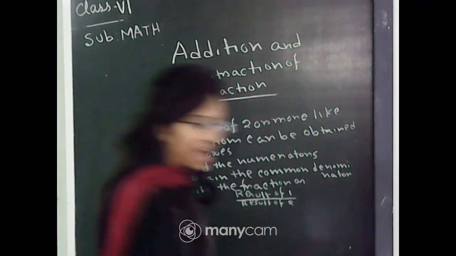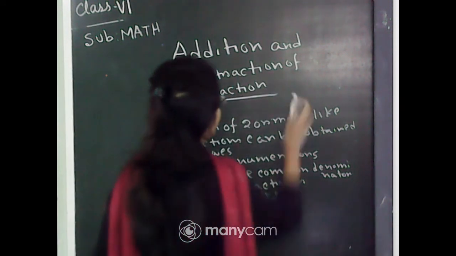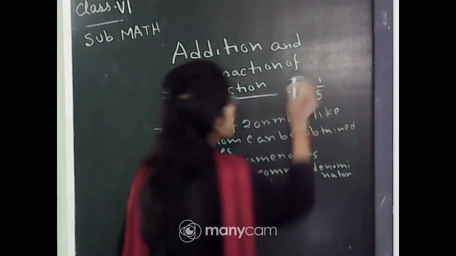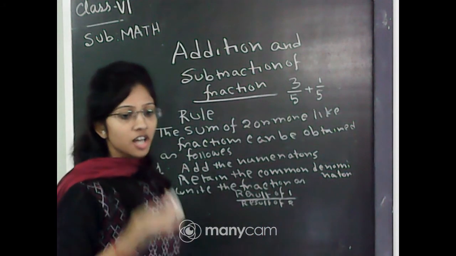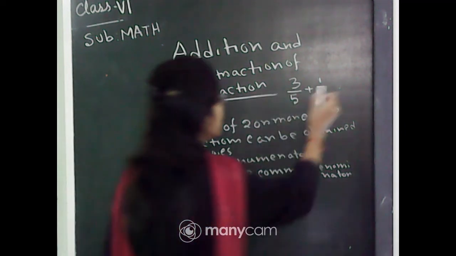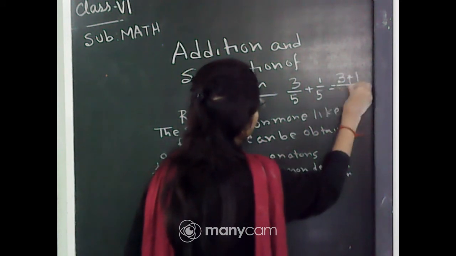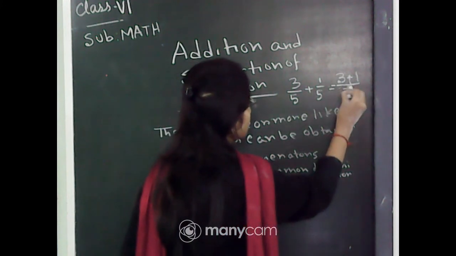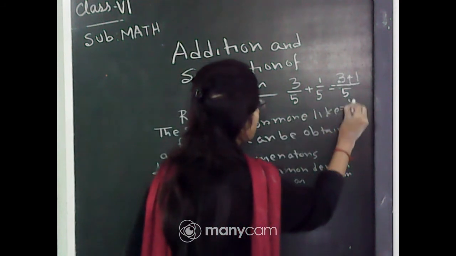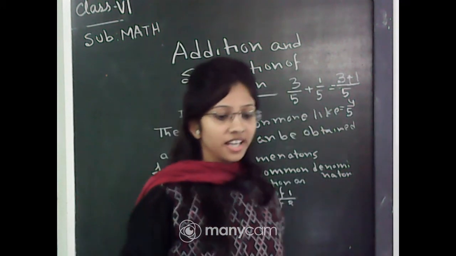Let us add 3 by 5 and 1 by 5. These are the like fractions because their denominators are same. First, step 1, we just add the numerators, that is 3 plus 1, and next step 2, retain the common denominator, that is the denominator will be the same, and therefore this is equal to 4 divided by 5. Understand? Any query, students?